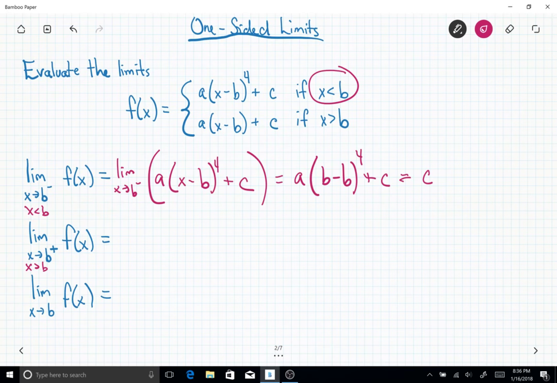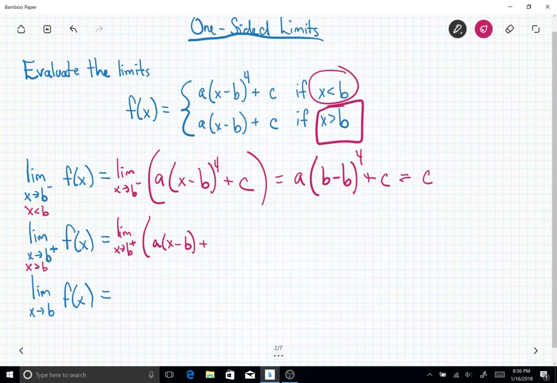In a similar manner, you have the limit as x approaches b from the right-hand side. Well, we're talking x greater than b, and so that's the second scenario. And so the function we're going to use is that second function. So no longer having the fourth power in there. So this is just a times the quantity x minus b plus c. And so that would equal a times b minus b plus c. And so that equals c as well.